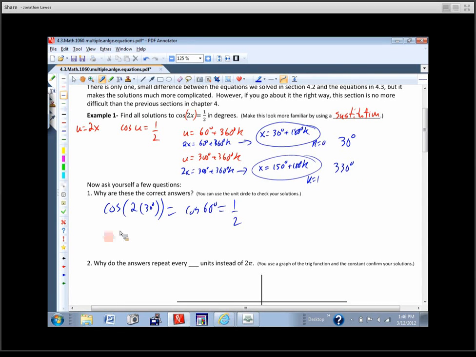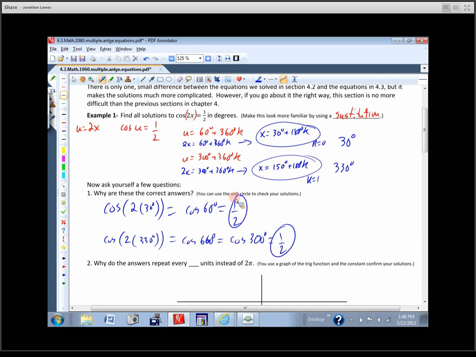If I plug that in here, the first thing I do is multiply it by 2. So this is the cosine of 660, which is coterminal with, subtracting 360, 300. And what's the cosine of 300? Positive 1/2. So they're answers because when you plug them in, they make the equations true. There's no doubt they work, right?